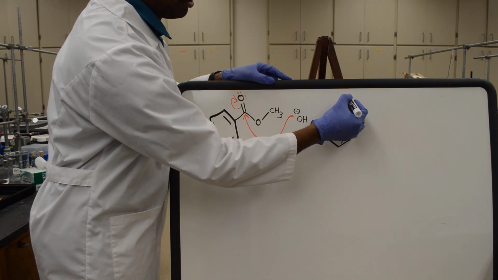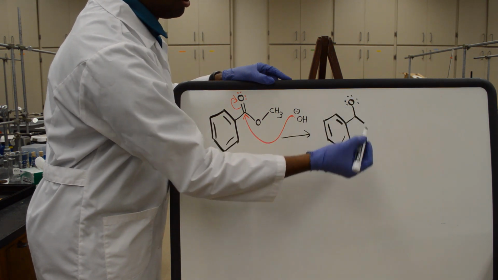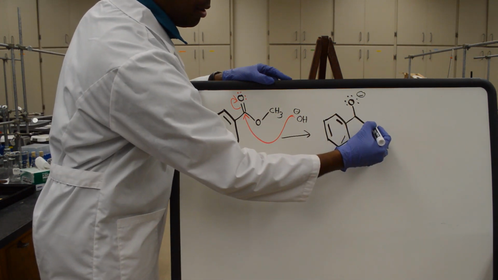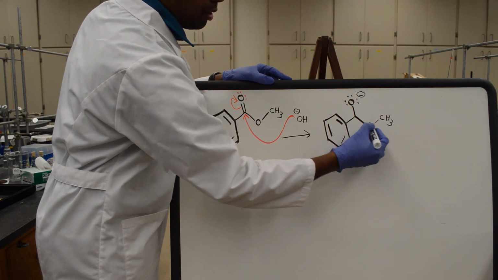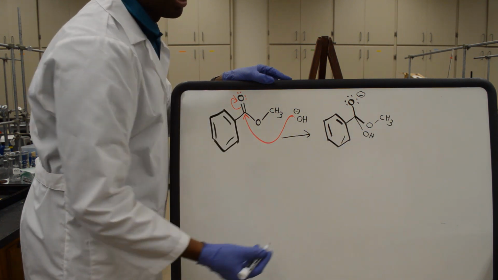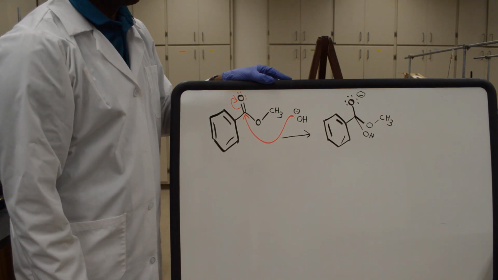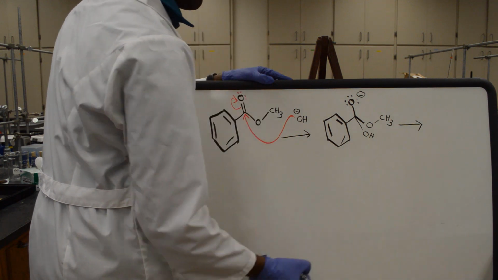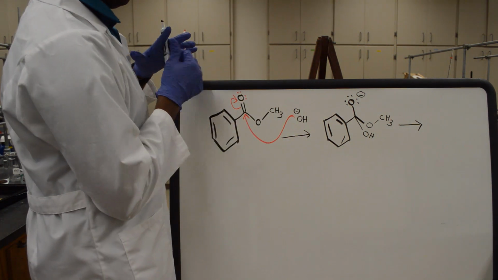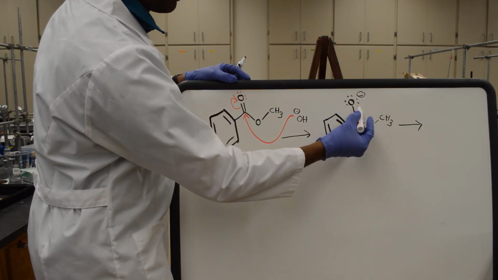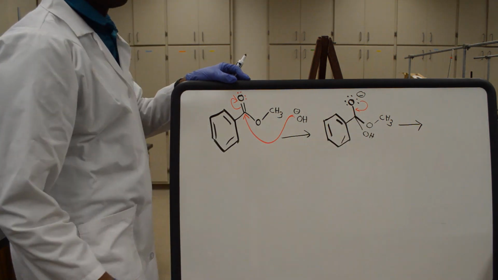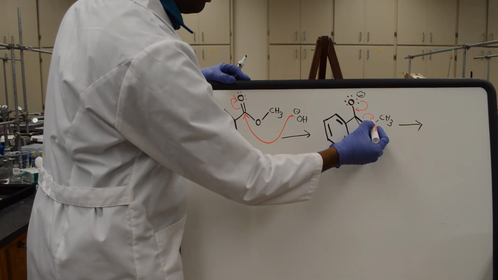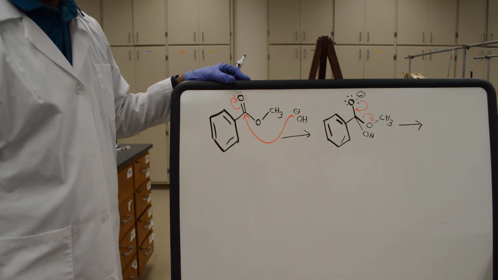Okay, so three lone pairs and a negative charge in oxide. The methoxy is still there and the hydroxy is now added to the carbon. In the next step, the negative charge or the lone pair will go back and form the pi bond, and the leaving group will leave. Here methoxide is the leaving group.